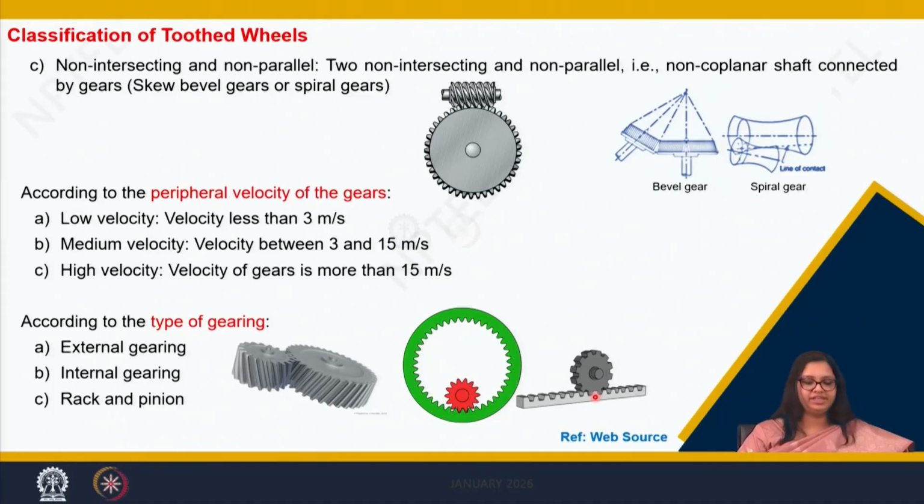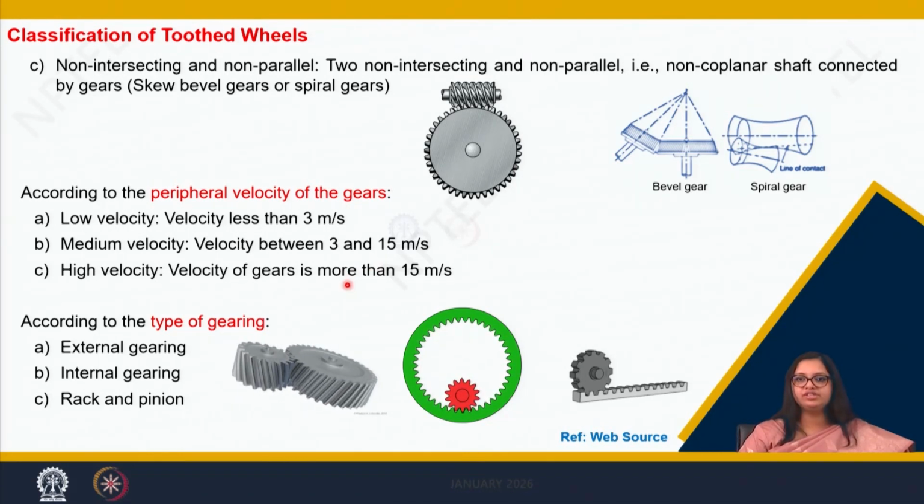Now according to the peripheral velocity, the gears are divided into three categories, that is low velocity, medium velocity and high velocity. In low velocity, the velocity is less than 3 meters per second, and in medium velocity the velocity of the gears would be between 3 meters per second to 15 meters per second, and if the gear velocity is more than 15 meters per second, we call them high velocity gears.